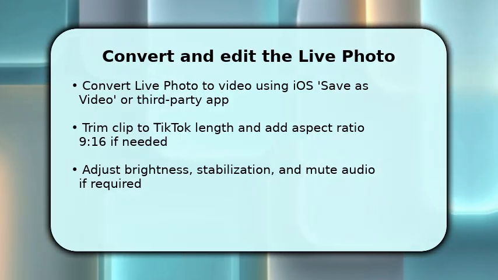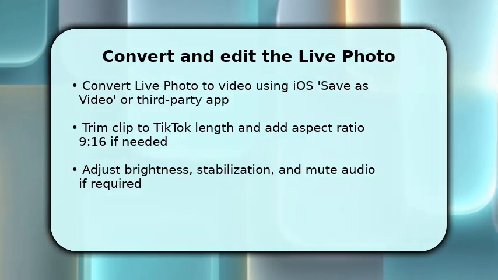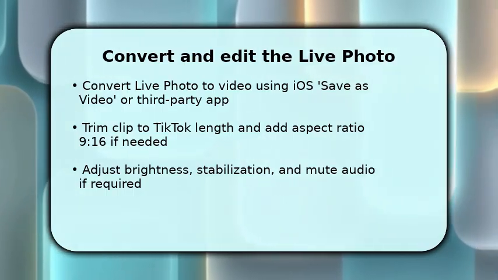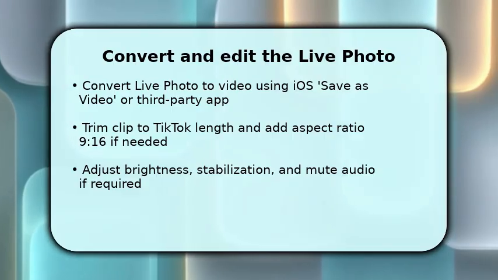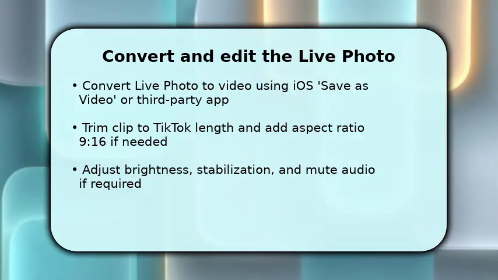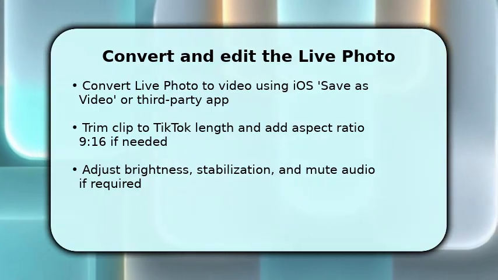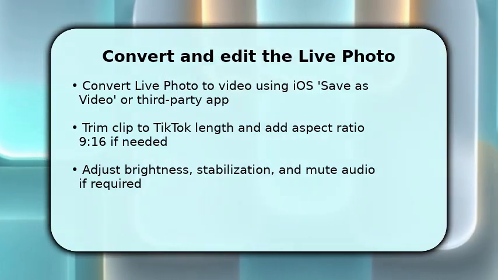Once converted, import to TikTok, set aspect ratio to 9:16 vertical or crop to fit, and trim the clip to your desired length. Make sure to stabilize and adjust exposure so the motion looks smooth. This prevents jitter that often causes rejection or poor playback.